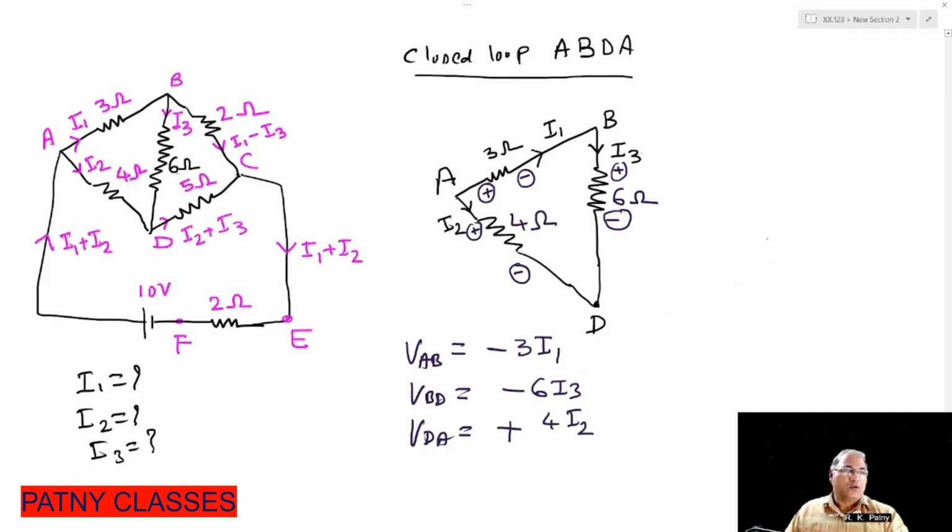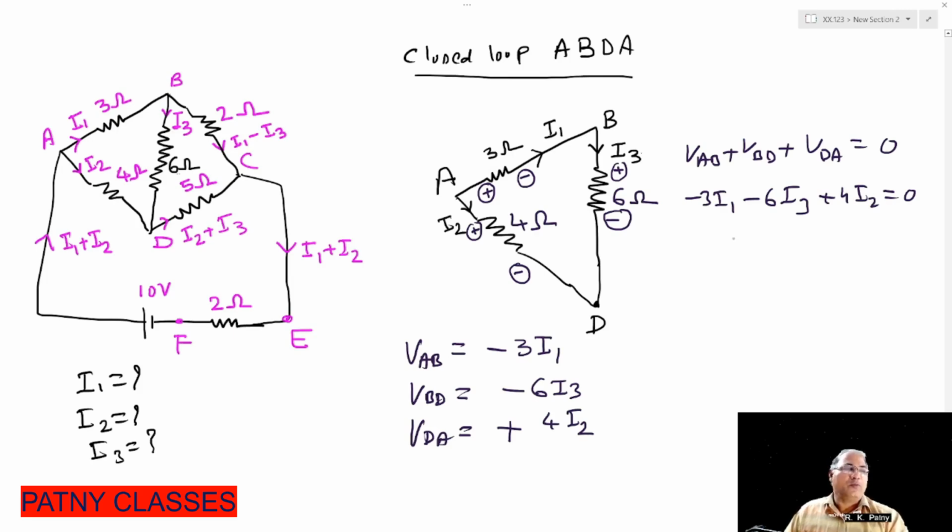Now the algebraic equation for this closed loop ABDA is VAB plus VBD plus VDA equals 0. That is minus 3I1 minus 6I3 plus 4I2 equals 0. This is the required algebraic equation for the closed loop ABDA.